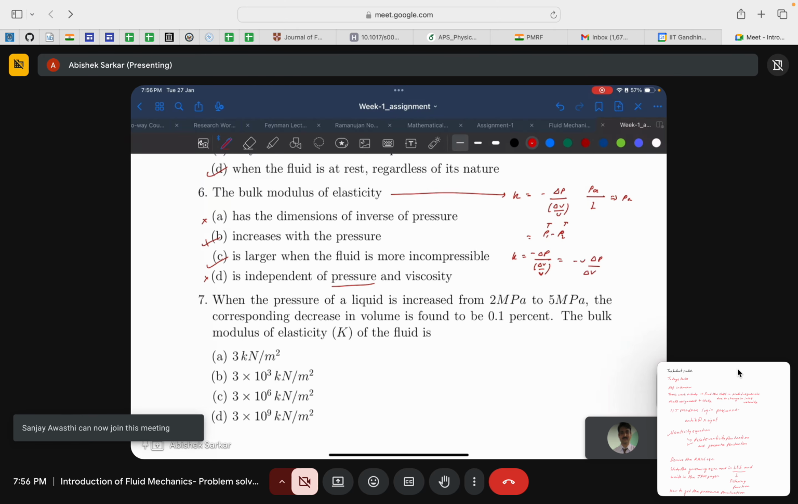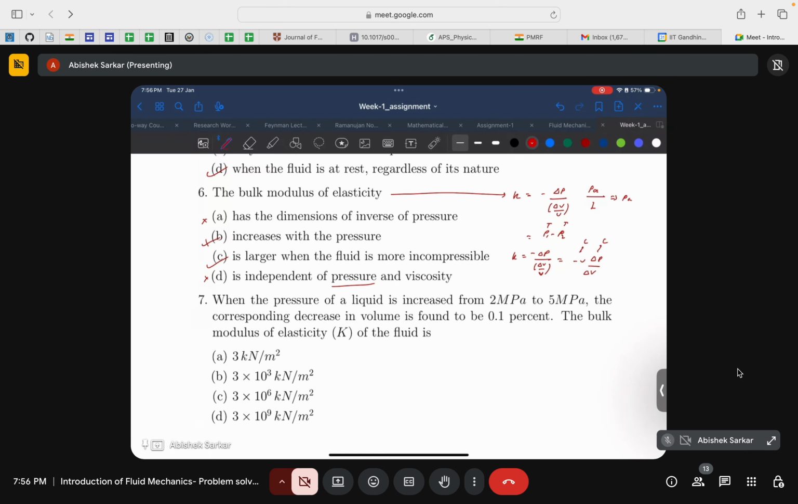This is constant, this is constant, considering that we are looking into the compressibility of the fluid for a certain change in pressure. So if delta V is large, it will imply that the fluid is more compressible. So K will go down, correct? If the denominator is large, then K will go down, right?